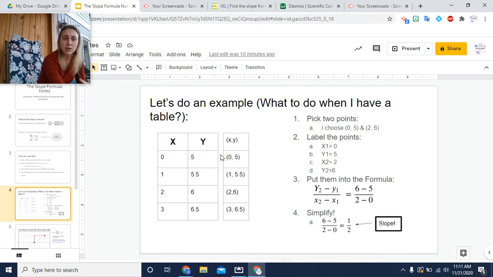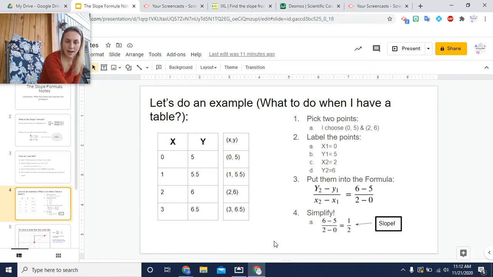So again, you just choose 2 coordinates. I'm going to choose this first coordinate, 0 and 5, and then 2 and 6, because I feel like subtracting them would be a lot easier because these have decimals in them. So I can go ahead and write down those 2 coordinates. So let me do that real quick on my iPad. I chose 0 and 5, and then I chose 2 and 6.